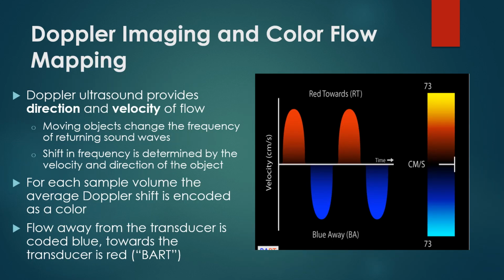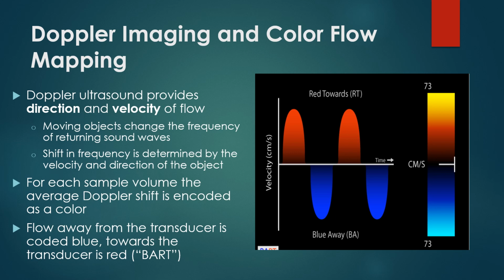So far we've talked about 2D imaging and motion, or M mode. Another mode that's very, very useful, especially if you're trying to rule out some gross valve abnormality, is Doppler imaging. Doppler imaging and color flow mapping are pretty much synonymous, but Doppler ultrasound provides direction and velocity of flow. Moving objects change the frequency of returning sound waves, and the shift in frequency is determined by the velocity and the direction of the object.